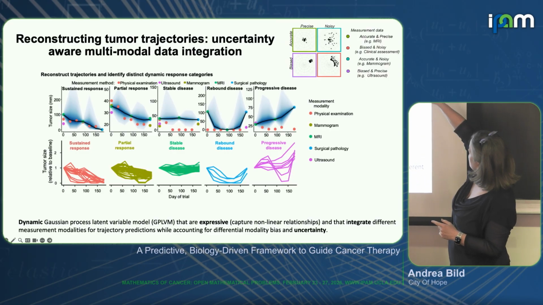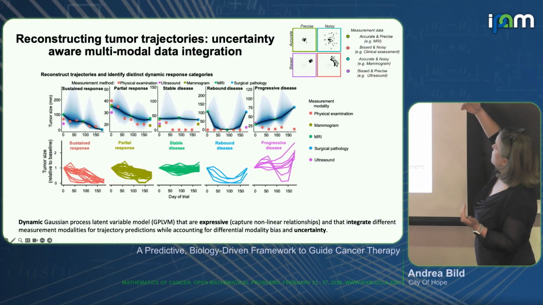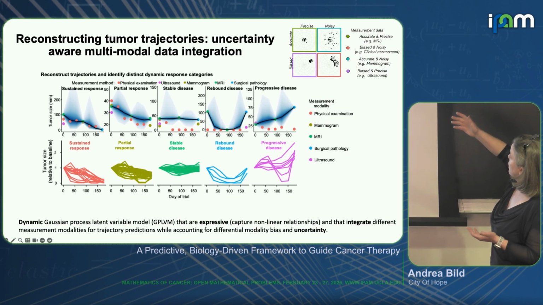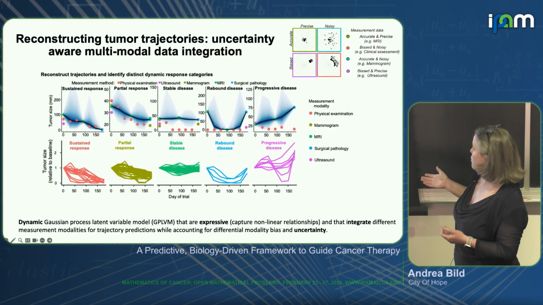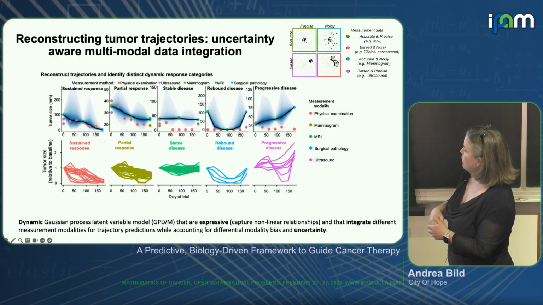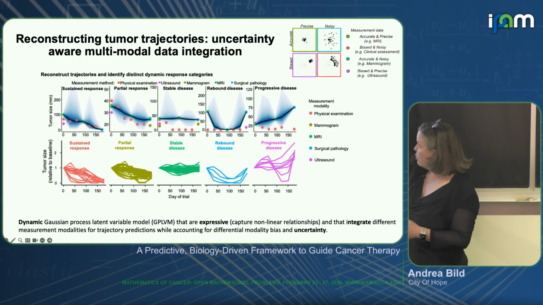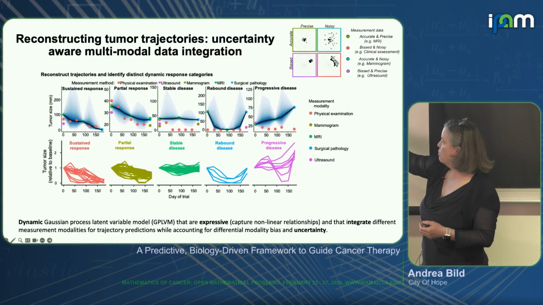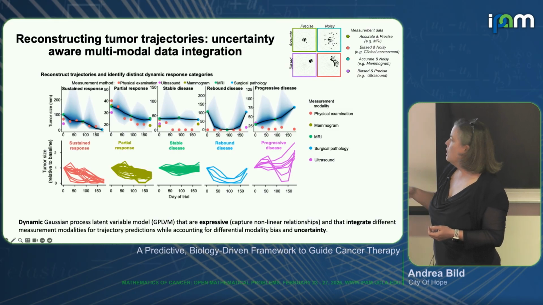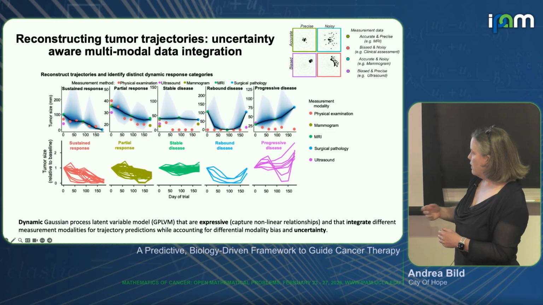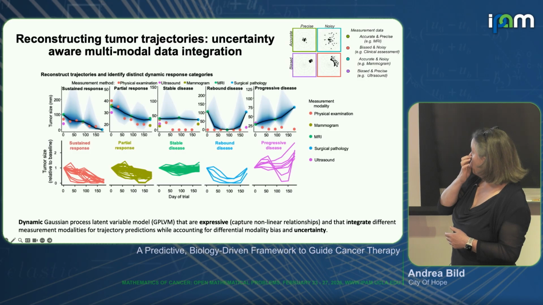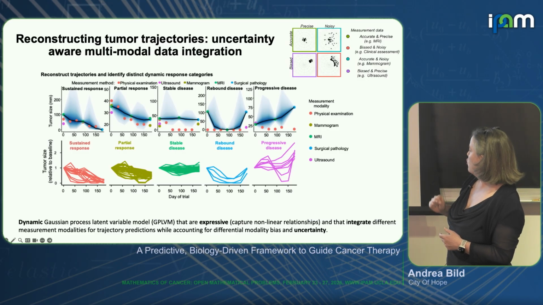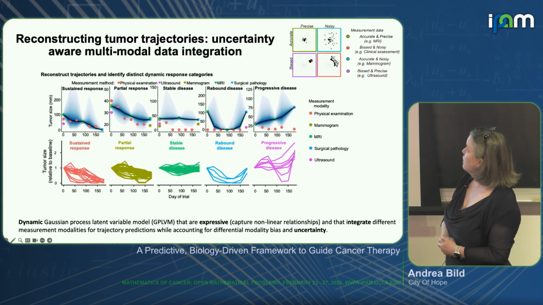And ultrasound. And on the top right, you'll see these measurements have different features, like they can be noisy or biased. And our model accounted for these different limitations of the data to build these trajectories across the 120 patients so we could classify them into different groups. The model used for this was the dynamic Gaussian process LVM, really just to capture the nonlinear relationships between the different modalities.